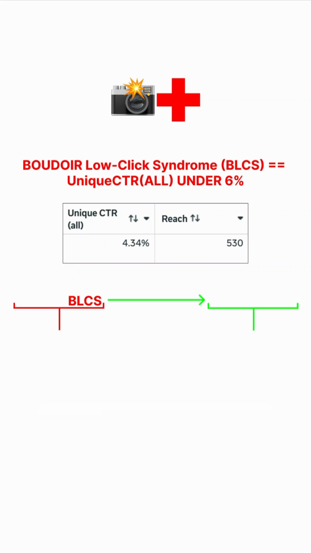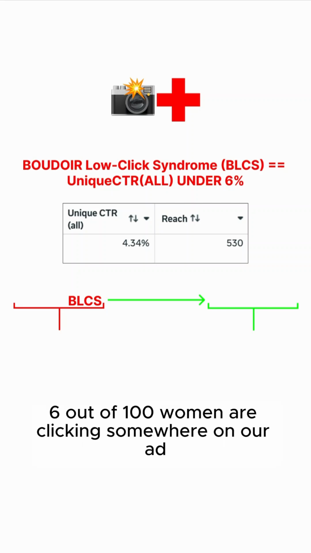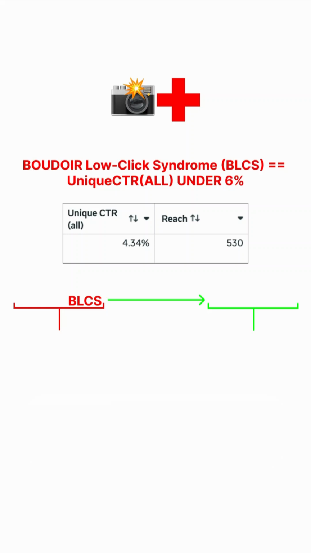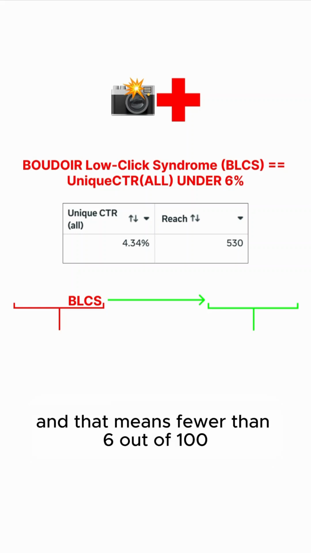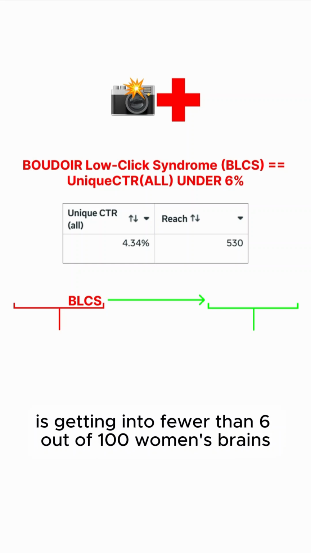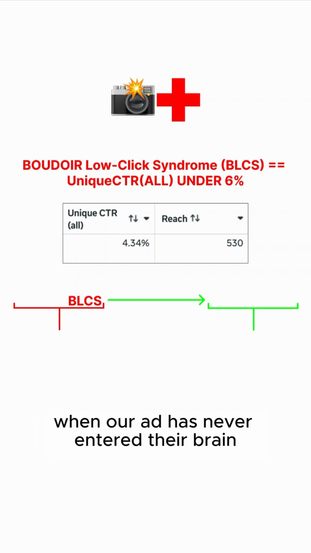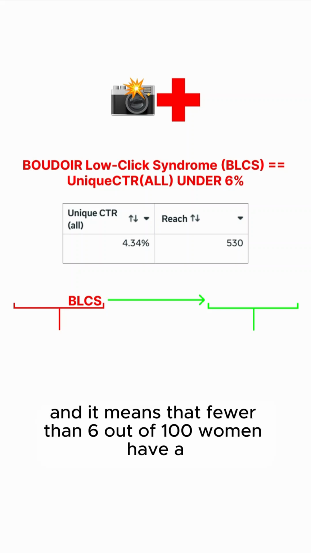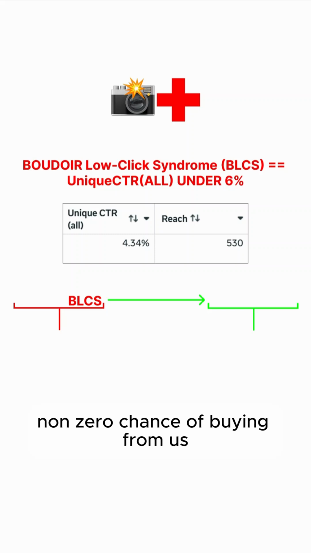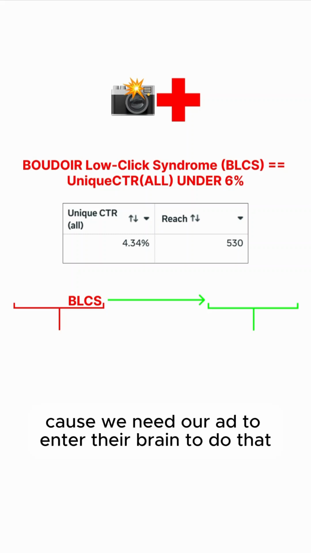Now, this means fewer than 6 out of 100 women are clicking somewhere on our ad. That means our ad is getting into fewer than 6 out of 100 women's brains, because if they scroll by, our ad has never entered their brain. And it means fewer than 6 out of 100 women have a non-zero chance of buying from us, because we need our ad to enter their brain to do that.